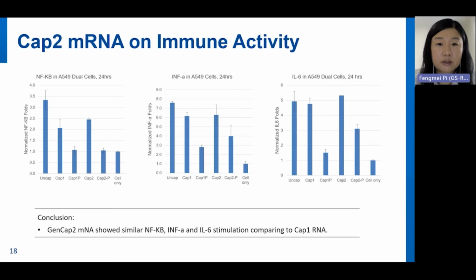Lastly, we also looked at its intrinsic immune activity. So here we tested the Cap2 mRNA's immune effects on the A549 dual cell model. And we found that the Cap2 mRNA with proper dephosphorylation treatment could get a similar result as the Cap1 mRNA after dephosphorylation. So there is no innate immune response related to Cap2 mRNA. Yeah, that's all about the Cap2 mRNA technologies.